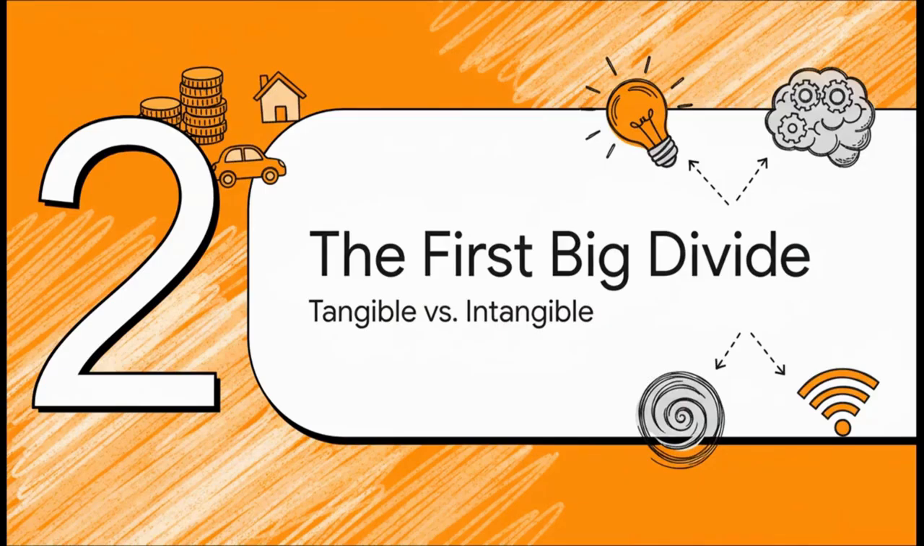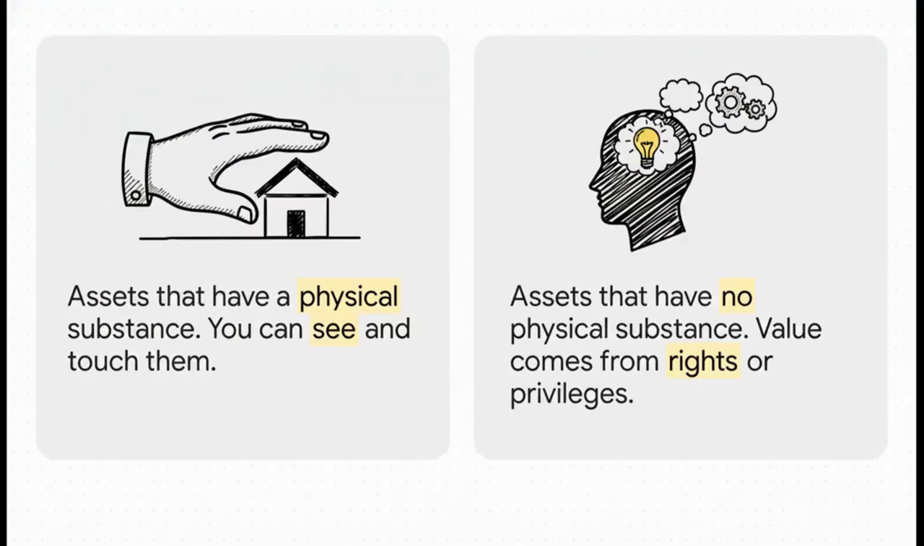All right. Now that we've got the basic idea down, we can start putting assets into different buckets. And the first, biggest way to split them up is to ask a super simple question. Can you touch it? This brings us to tangible versus intangible assets. And look, the difference here is exactly what it sounds like. Tangible assets are physical things. You can see them, you can touch them, you can trip over them.